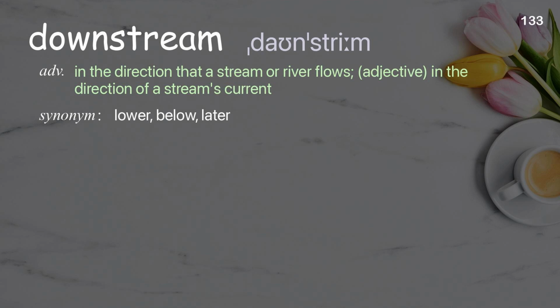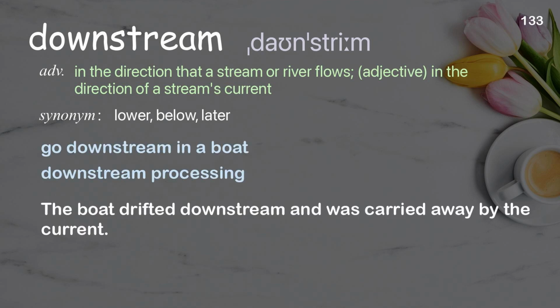Downstream. In the direction that a stream or river flows, adjective, in the direction of a stream's current. Examples: go downstream in a boat. Downstream processing. The boat drifted downstream and was carried away by the current.